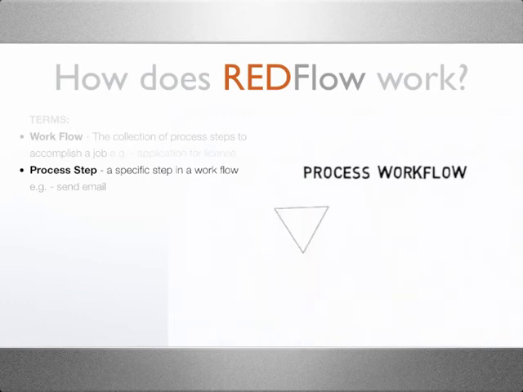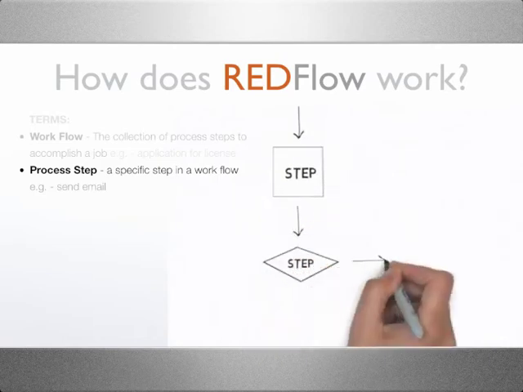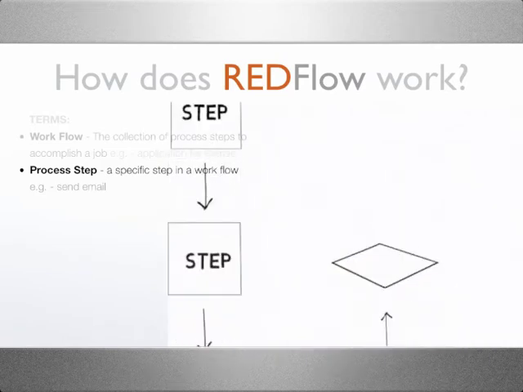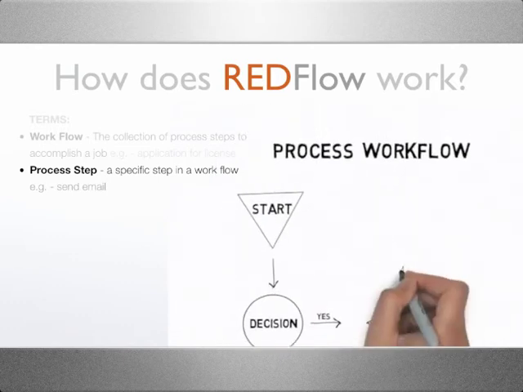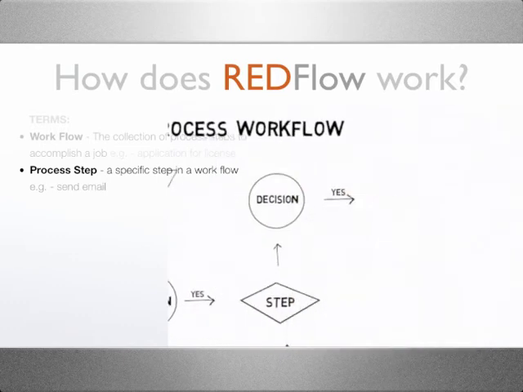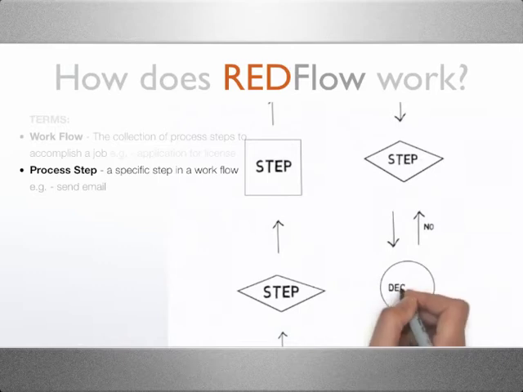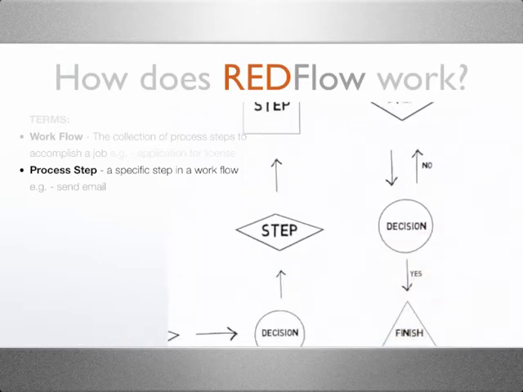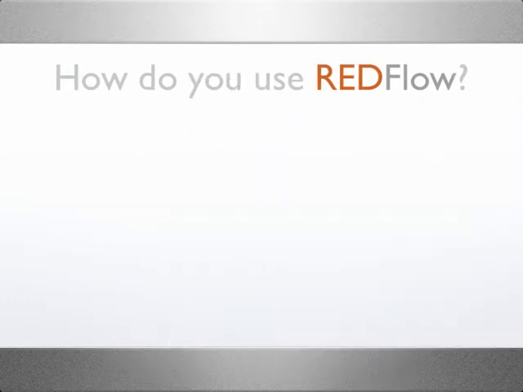Typically speaking, workflows can have anywhere between 10 to 50 or even 60 or 100 different steps. Some of these steps can include things like delays or decisions. Other types of steps can include things like filling out forms. Once a given step is done, we move on to the next step in that procedure until eventually the entire project is completed. So how exactly do you use REDFlow?